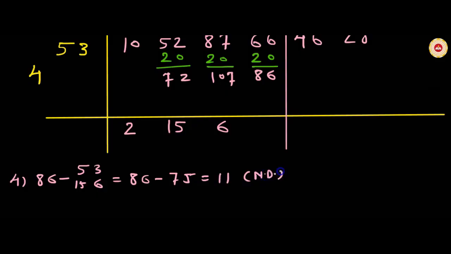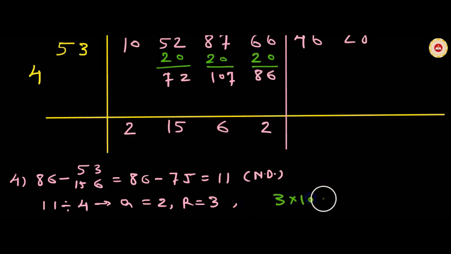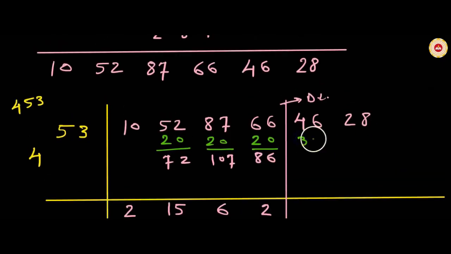11 is the net dividend. Now divide the net dividend 11 by 4, which gives us the quotient. How much? 4 3s are 12, 4 2s are 8. The remainder is 11 minus 8, 3. So write quotient 2 below the gross dividend 86 and remainder 3. How to write remainder 3? Multiply the remainder 3 by 10, which gives us 30, and write 30 below the next part in the dividend, okay, and add, 76.